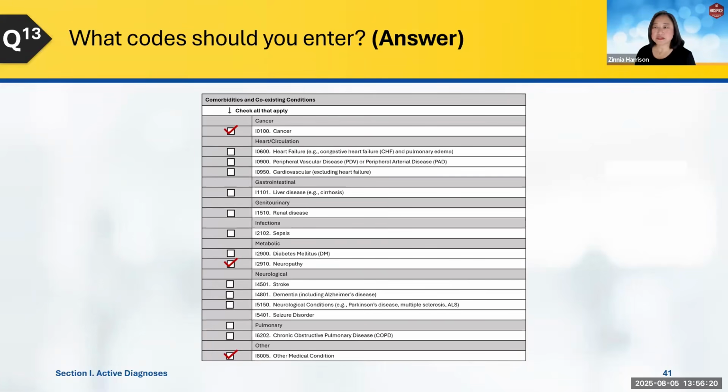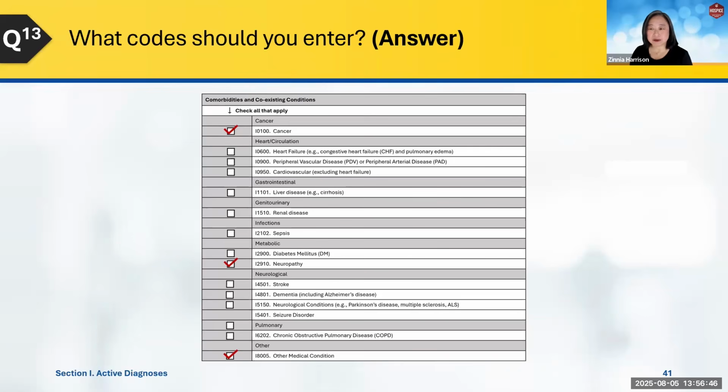So the correct responses for this one would be to code cancer, neuropathy, and other medical conditions. Although typically one would not include the comorbidity if it is also the principal diagnosis, the one exception is when there's a secondary cancer. So I'll say that again. The exception is when there is a secondary cancer. And this was a check all that applied.